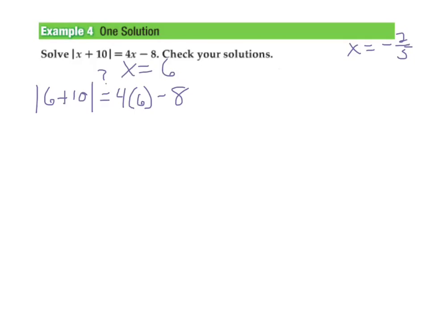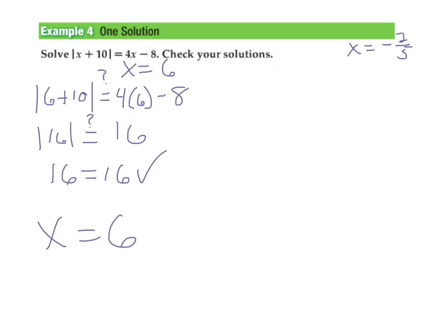So on the left, 6 plus 10 is 16. On the right-hand side, 4 times 6 is 24. 24 minus 8 is 16. Now, again, are these things equal? Is the absolute value of 16 16? Well, it turns out that it is. The absolute value of 16 is just a positive 16. We have used the absolute value bars. We get 16. 16 equals 16 is correct. x equals 6 is a good solution.